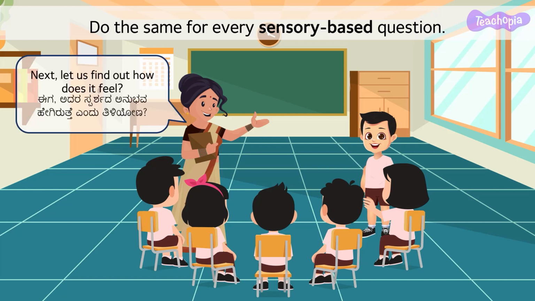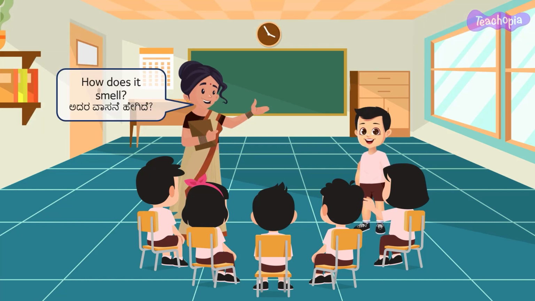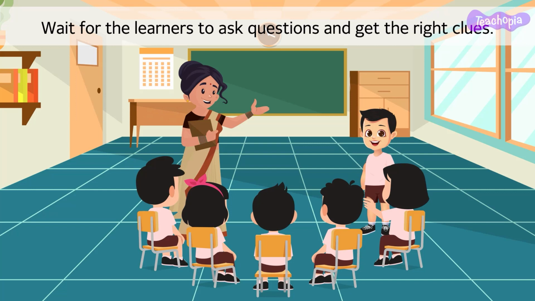Next, let us find out how does it feel. ಈಗ ಅದರ ಸ್ಪರ್ಶದ ಅನುಭವ ಹೇಗಿರುತ್ತೆ ಎಂದು ತಿಳಿಯೋಣ. How does it smell? ಅದರ ವಾಸನೆ ಹೇಗಿದೆ? And so on. Wait for the learners to ask these questions and get the right clues. ಅದು ಗರಿಗರಿಯಾಗಿದೆ. Is it dosa?